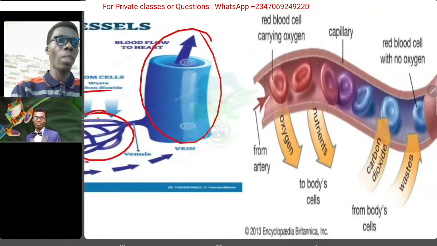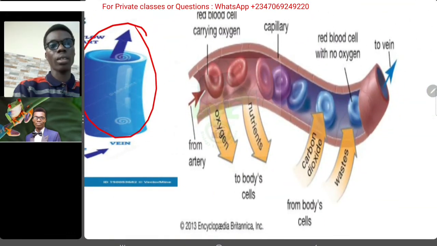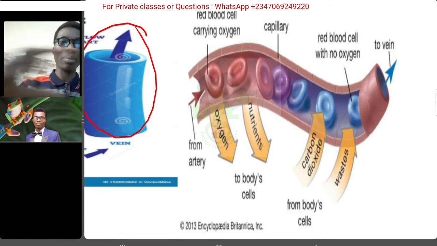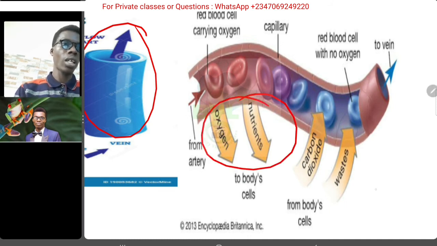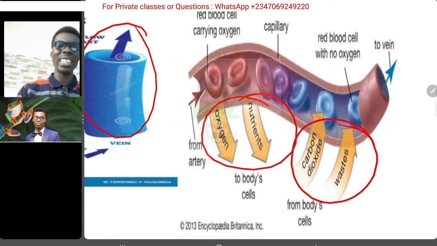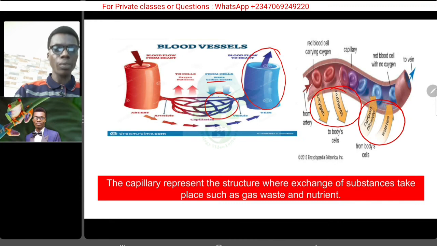Now, check this out here. This is the wall. This is capillary being shown all the way. You can see the spaces, the pores through which fluid, nutrients, and all sorts of things go in and out. I love this. You can see to the cells of the body, nutrient and oxygen. From cells of the body, waste and carbon dioxide. This is very, very self-explanatory. You might just want to pause the video right now and go through this.